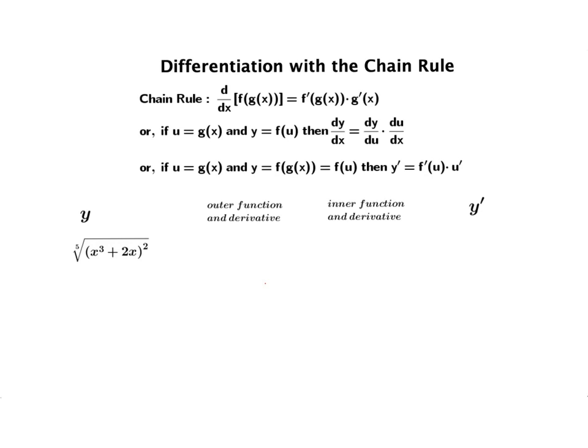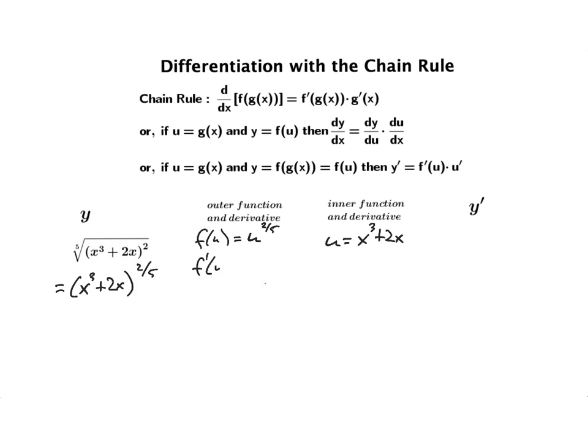Here's another example where it pays off to rewrite our function in the form of an exponent. And that's going to be the power over the root. Now it's a little bit easier to see our inner function. So our inner function is x to the third plus 2x. And our outer function, f of u, is going to be u to the 2/5.